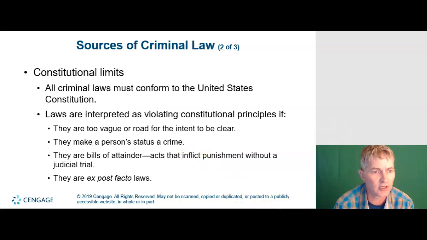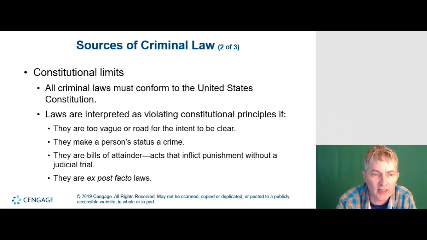There are some constitutional limits. All criminal laws must conform to the United States Constitution. The Constitution has been interpreted to forbid any criminal law that violates a person's right to be treated fairly and equally. This is known as substantive due process. Laws are interpreted as violating constitutional principles if they are too vague, make a person's status a crime, are bills of attainder, or acts that inflict punishment without judicial trial, or are ex post facto laws.